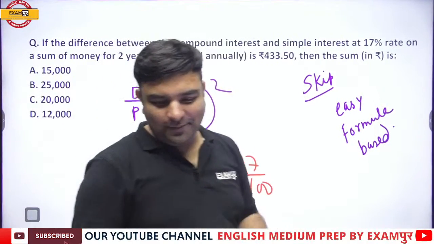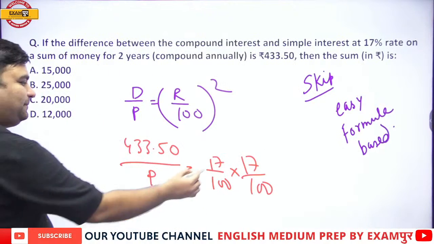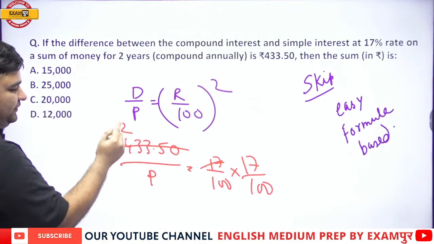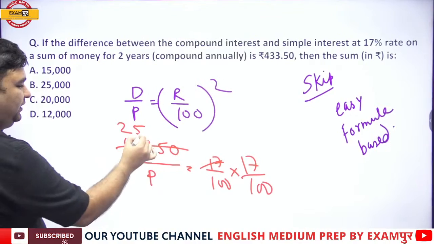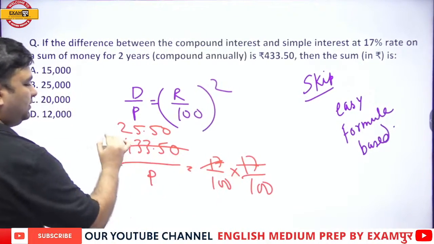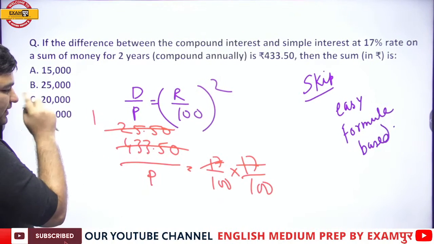I don't feel like leaving it, but yes, let me help you out. 17 2s are 34, 17 5s are 85, 17 1s are 17, then 8.85.